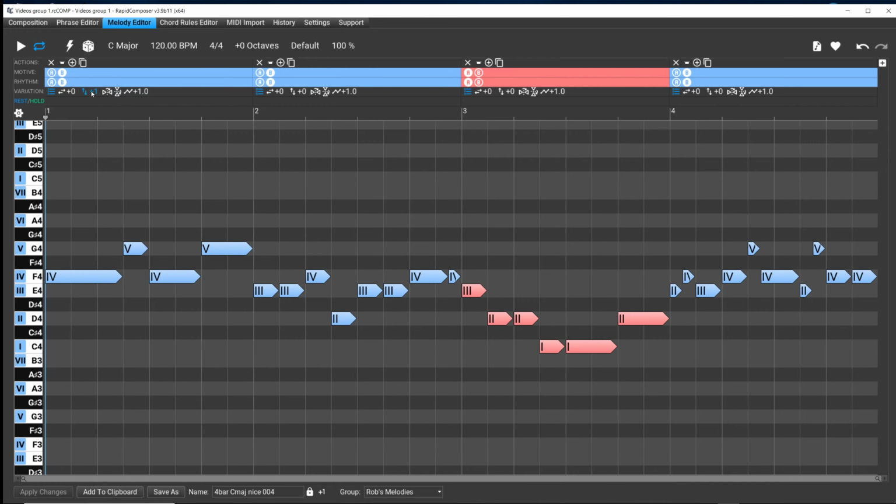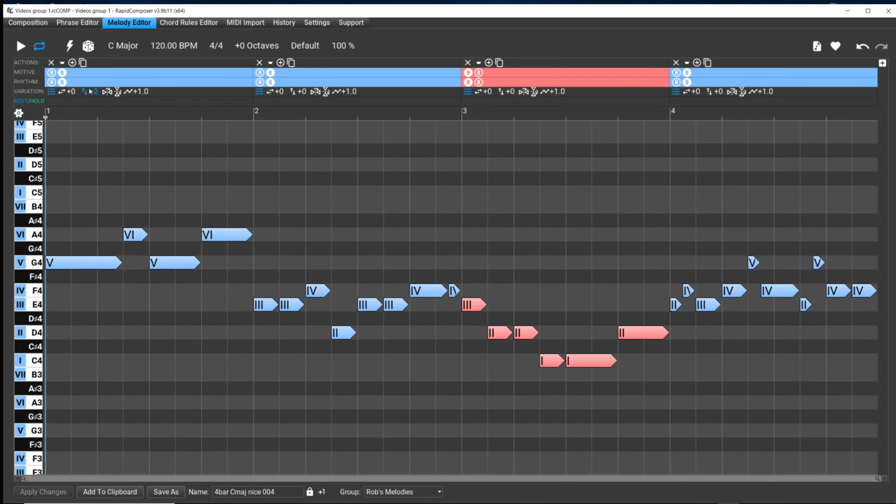I think these numbers are scale steps. In other words, they're not whole steps, they're not half steps, they're just scale steps. So the next scale step from F in C major is G. So let's try that. Yes, I was right. Okay, so that's something to be aware of.